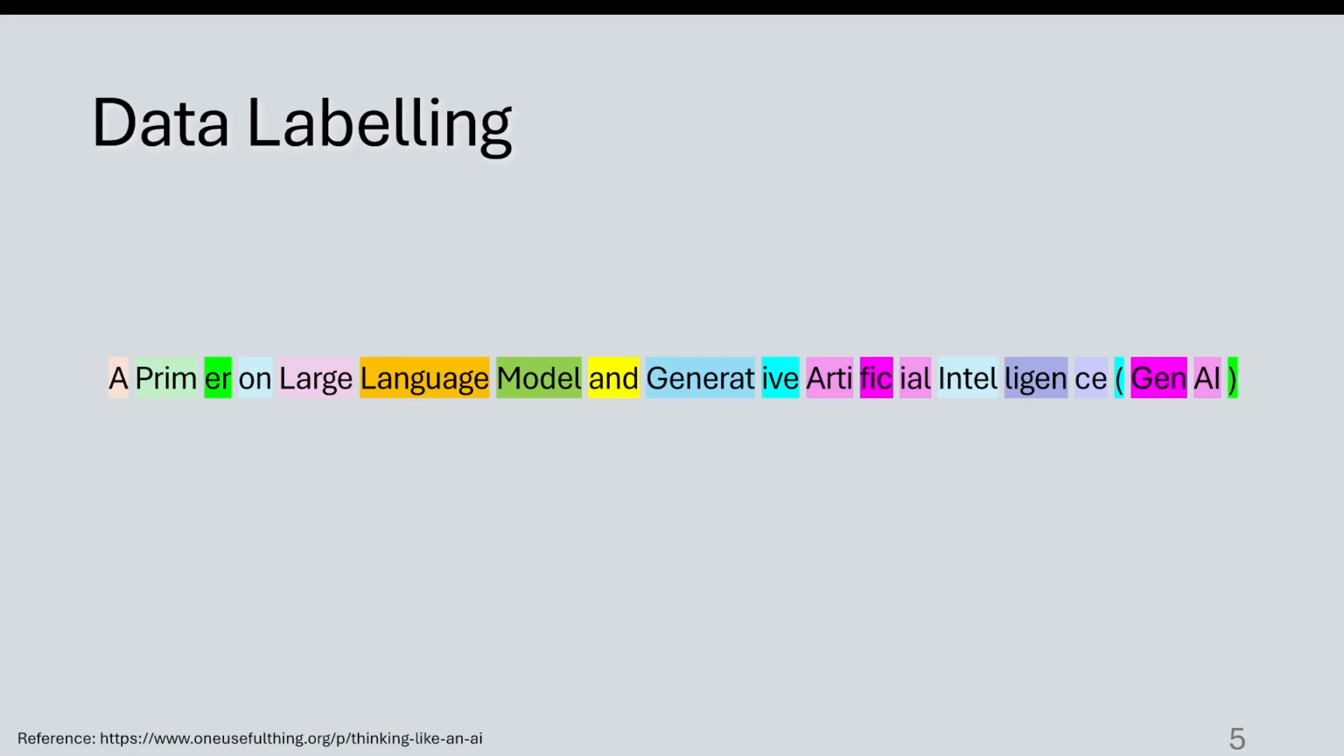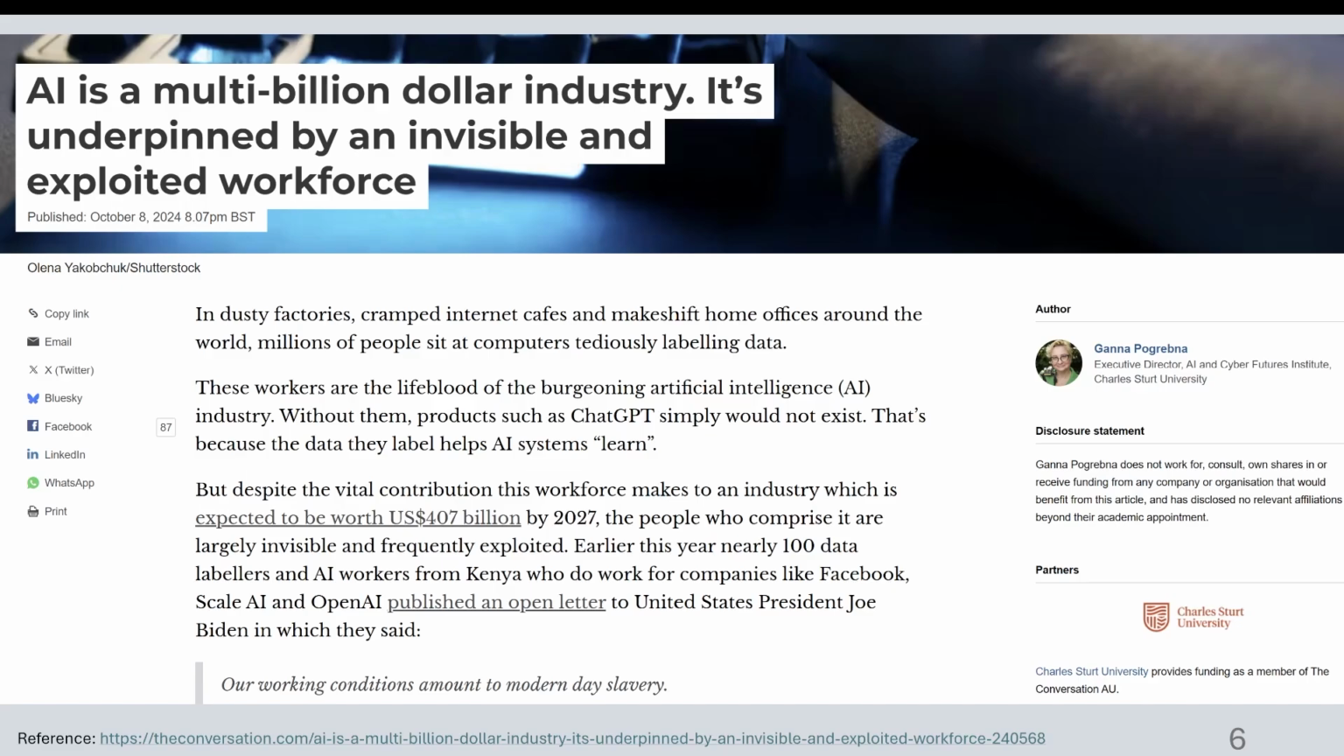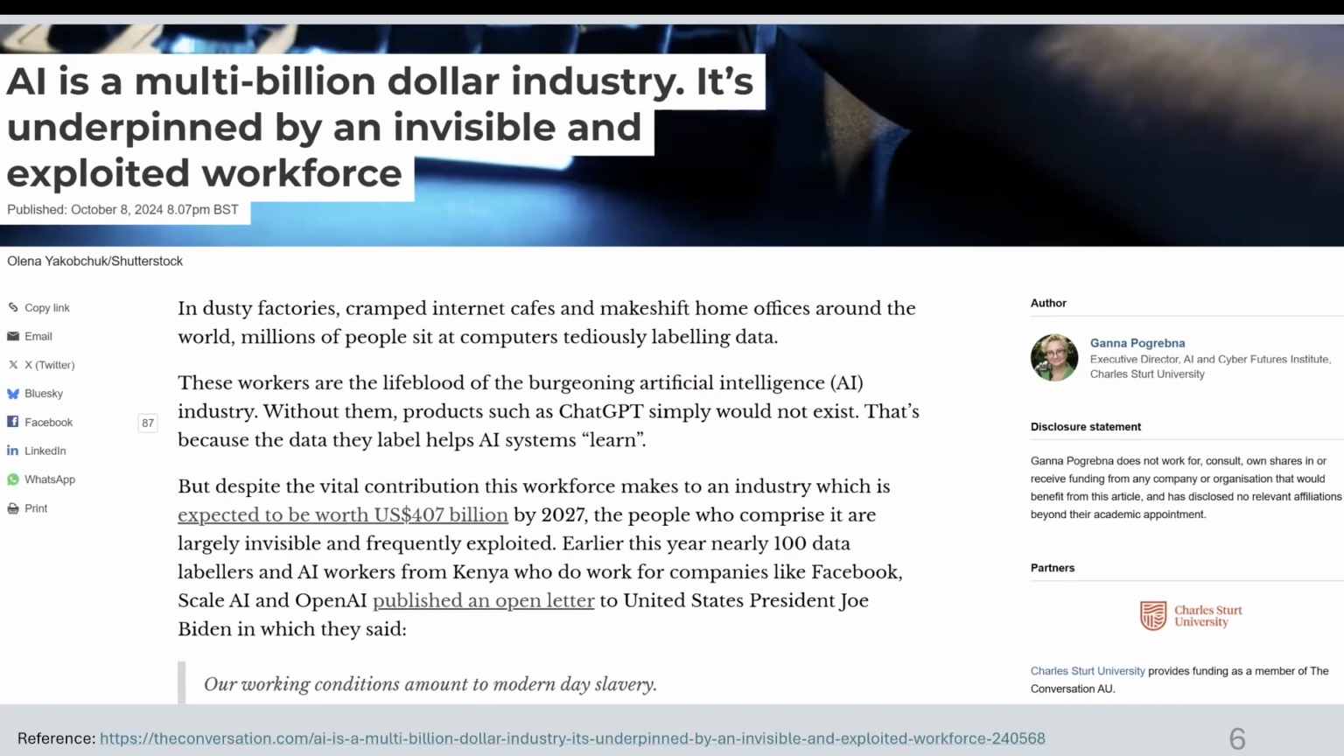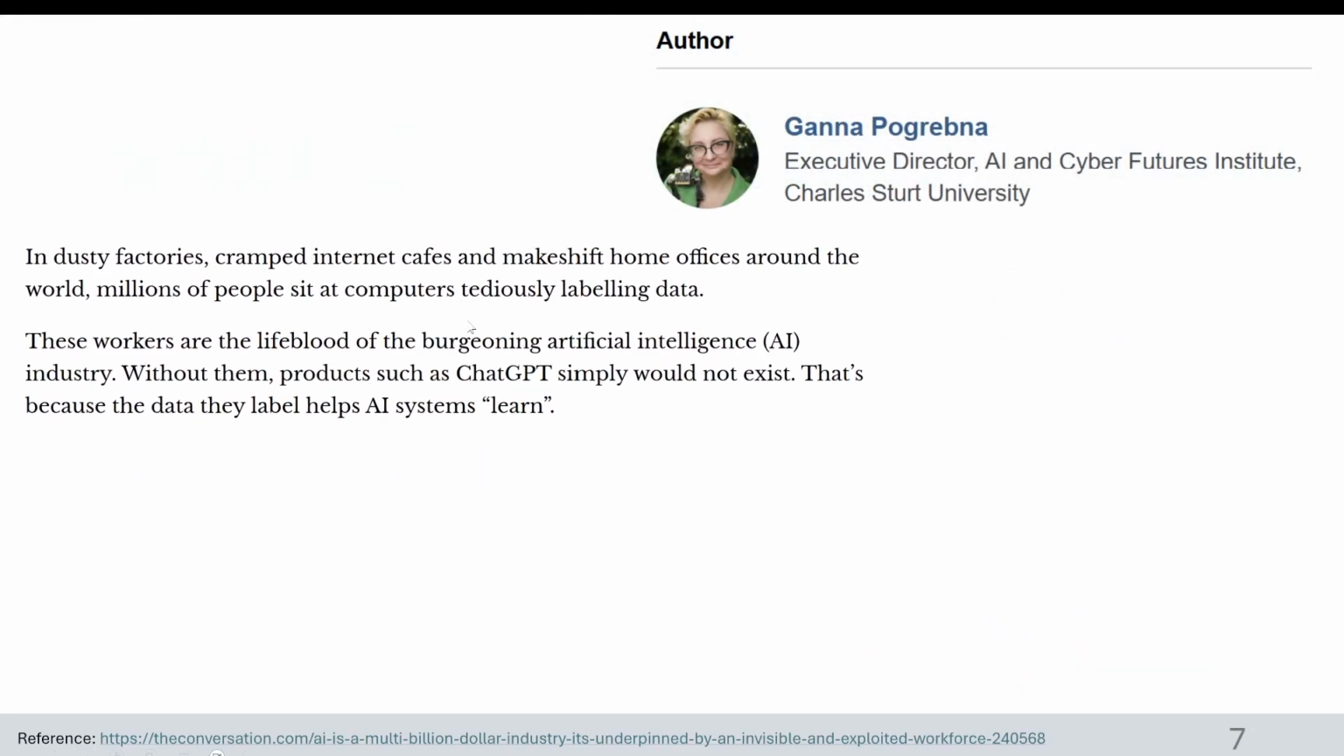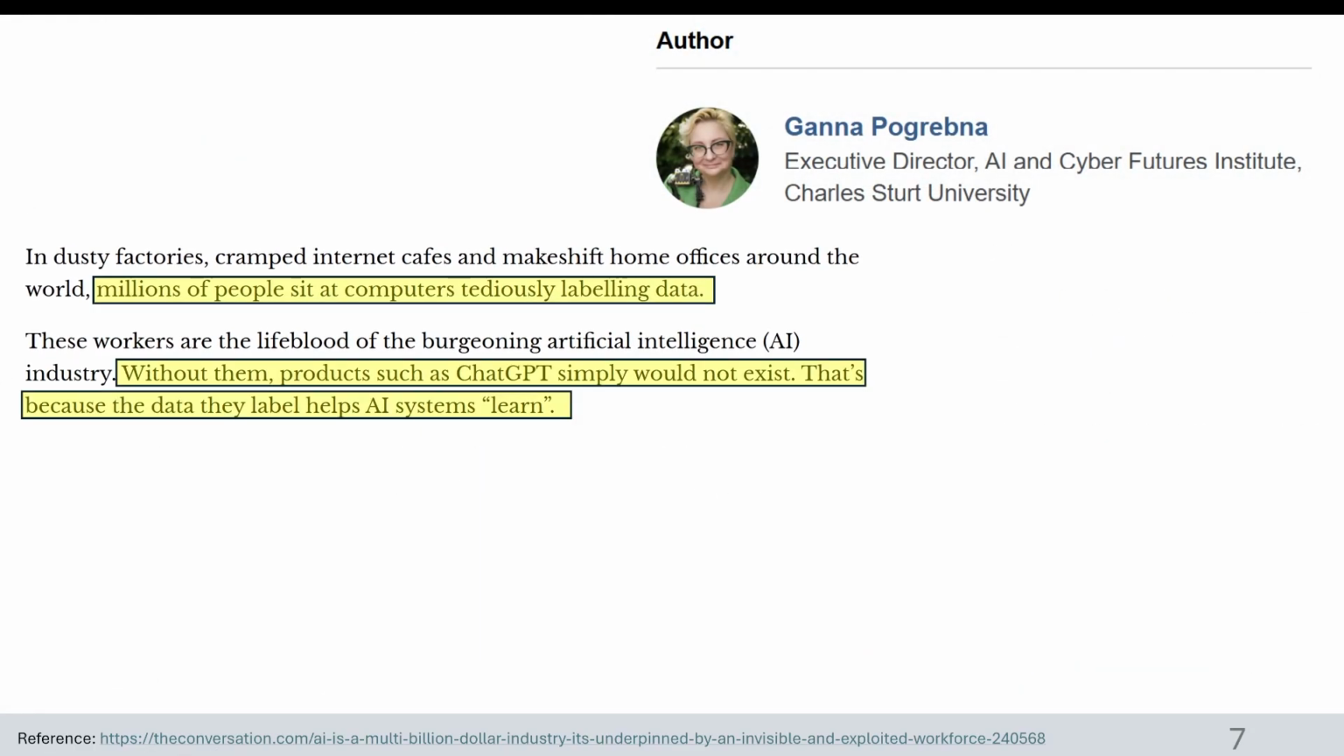Right, after tokenization, it will be data labeling. I think some of us have heard about how AI companies have used a human workforce to help them label the data. And we've got an executive director here from Charles Sturt University who said they basically use millions of people to do data labeling, so that we can now benefit from their work. Obviously, they are paid cheap labor, so there's that.